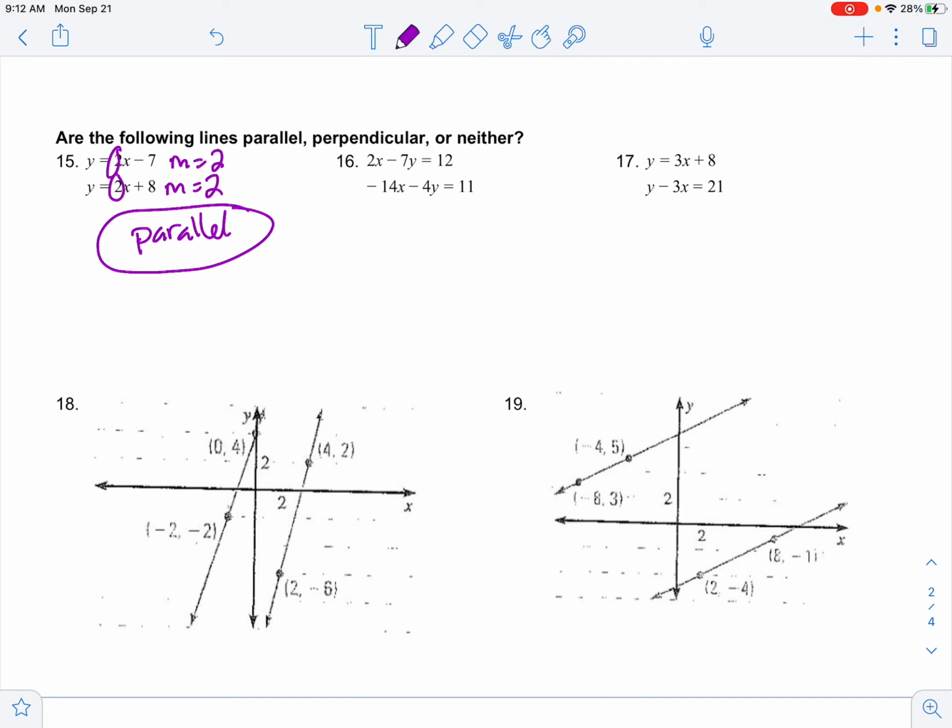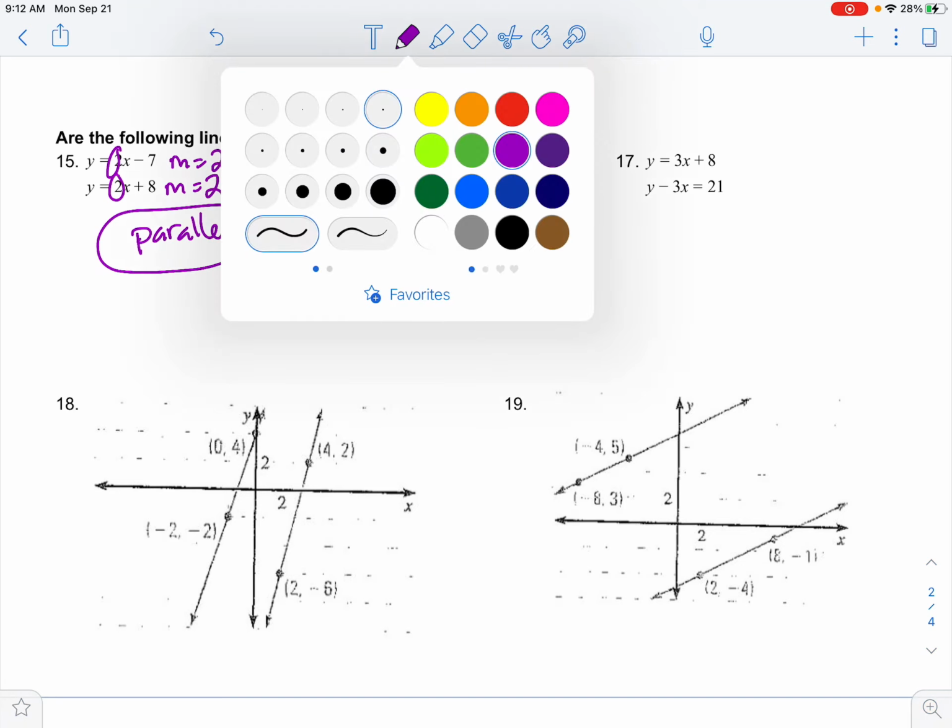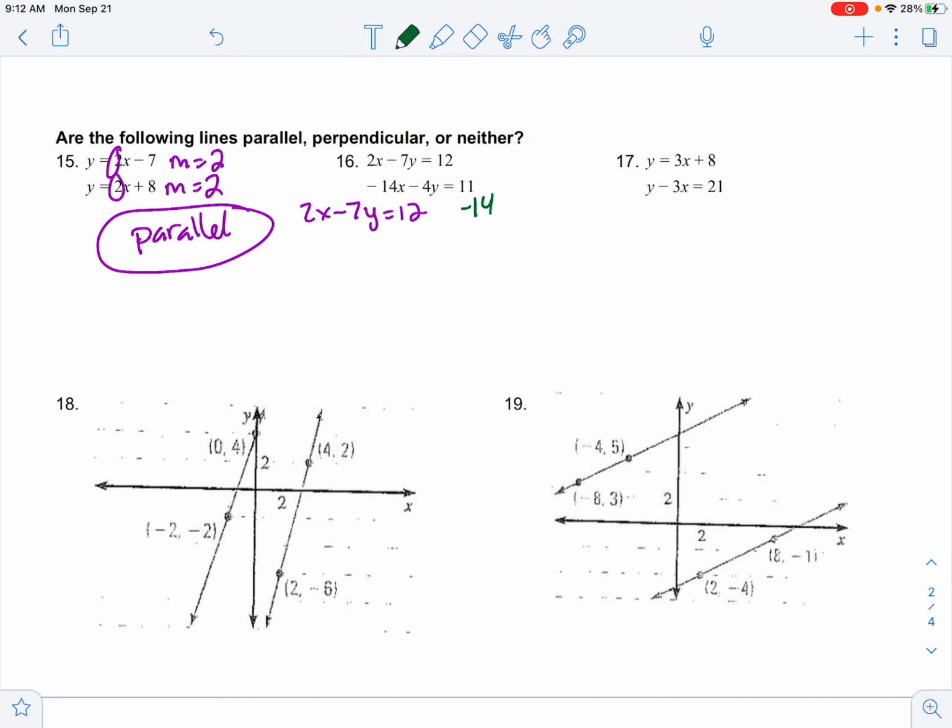So number 16, y isn't solved for either equation. So I'm going to bring my equations down, and then I'm going to solve for y in each equation. Okay, so on the first one, what else is over there with y? I have a 2x, so I'm going to subtract 2x to get it to the other side. And then I'm going to divide each thing by -7. So I have y equals 2 over 7, negative over negative becomes a positive, minus 12 over 7.